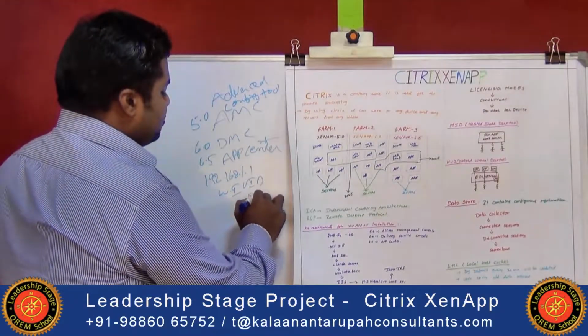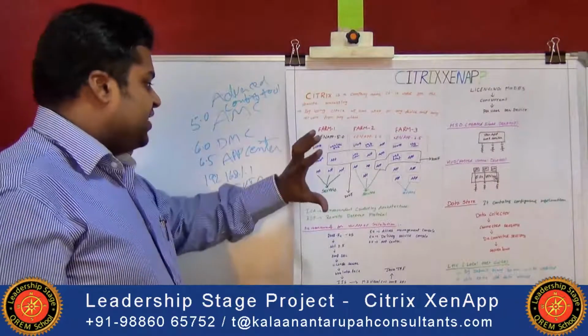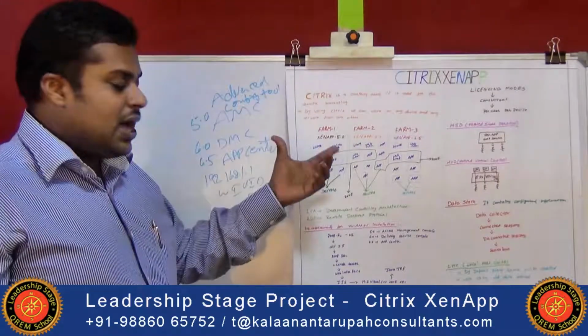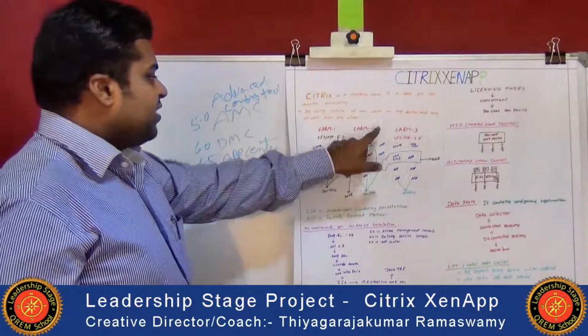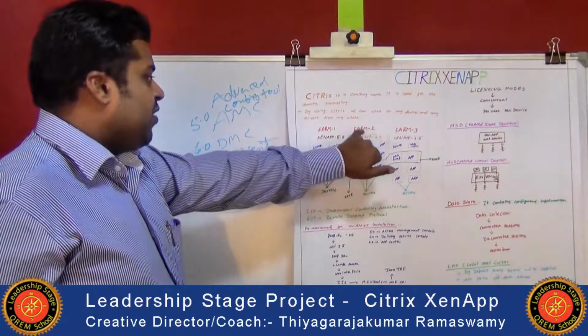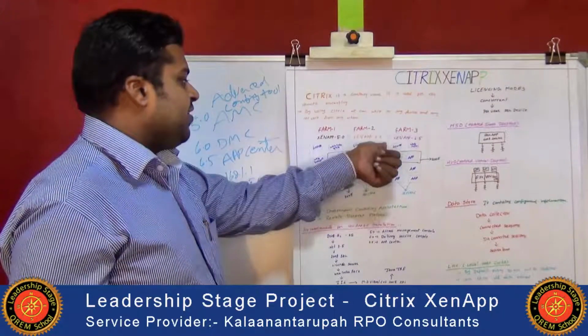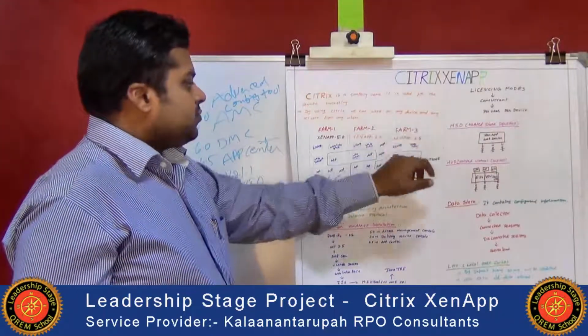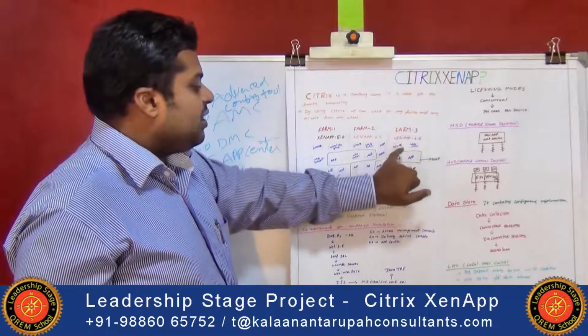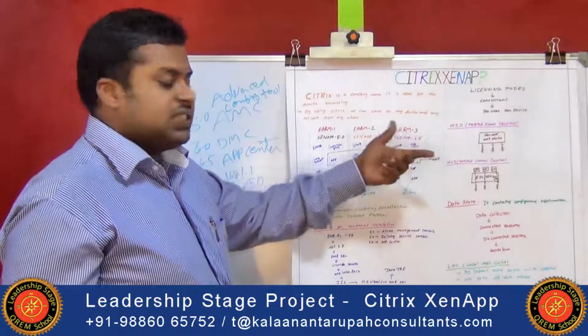When the user gives the user ID and password, we check it and give access to the applications. Like that in the farm also. XenApp Farm 2 also, we have to install the license server for the XenApp 6 and Web Interface applications. And Farm 3 also, we have to install the license server and Web Interface applications.